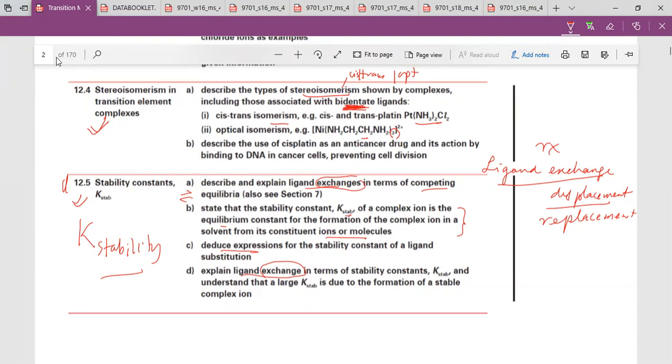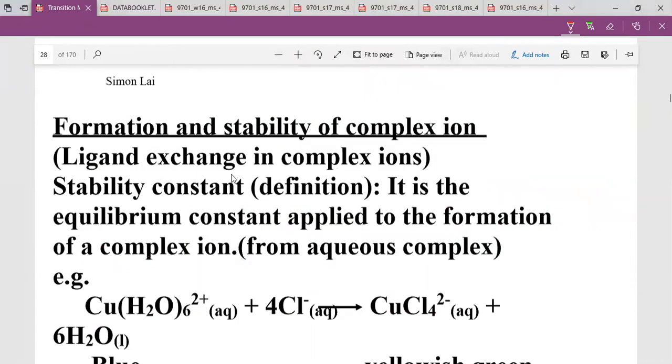Now let's go straight to the notes. I'm going to go through theory first, then look at the questions. Then we finish. Okay? All right, so the 28. Formation and stability of complex ion. Ligand exchange. Remember, I put down here again, ligand exchange in complex ion. Remember, there's already a complex ion, right? The complex ion consists of what? A central ion or atom. And of course, there are ligands around here, right?